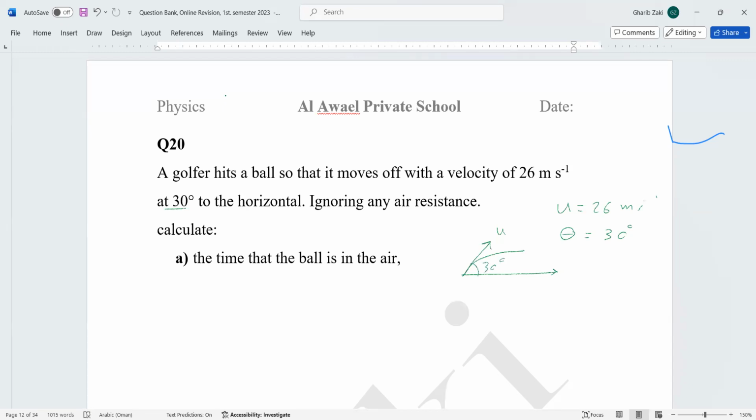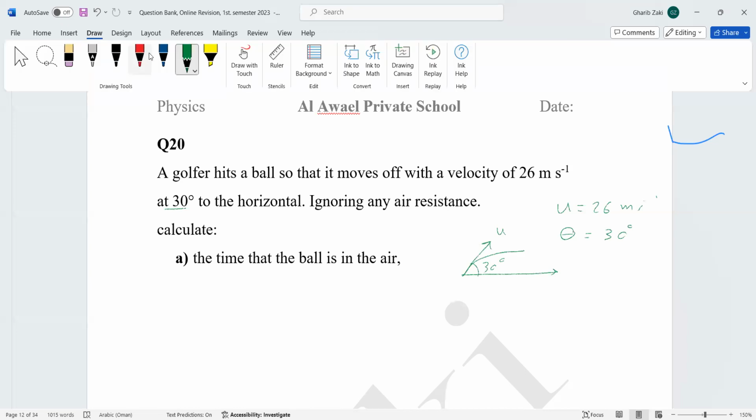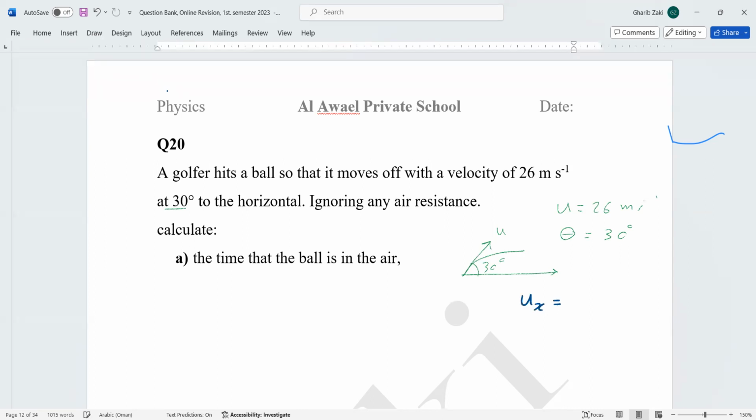Then we find Ux and Uy, the initial velocity in the x-axis and the vertical. So Ux equals U cosine theta, which is 26 cosine 30. And Uy is U sine theta, which is 26 sine 30. We can calculate the value of each.